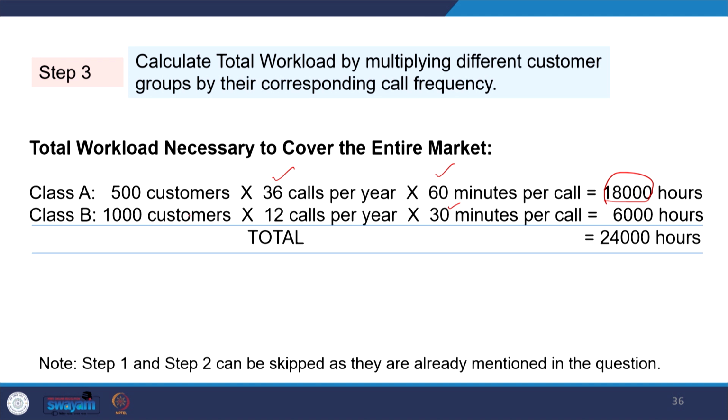Similarly, for 1000 customers, if I have to make 12 calls and multiply by half an hour, it comes to 6,000 hours. So, my total workload for the entire group of customers A and B is how much? 24,000 hours, 18 plus 6.